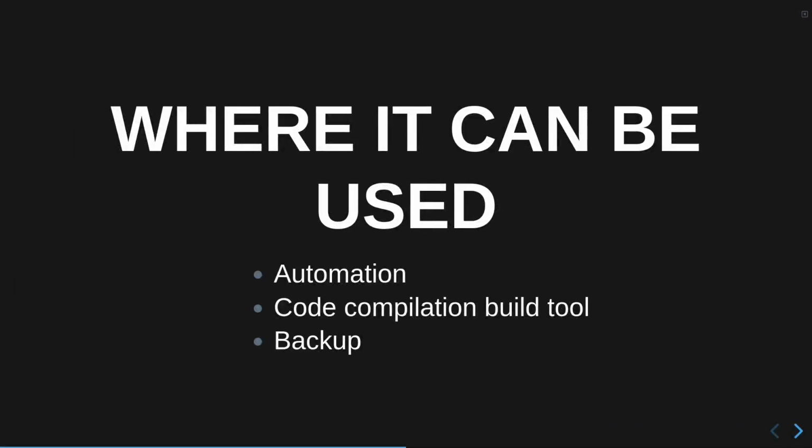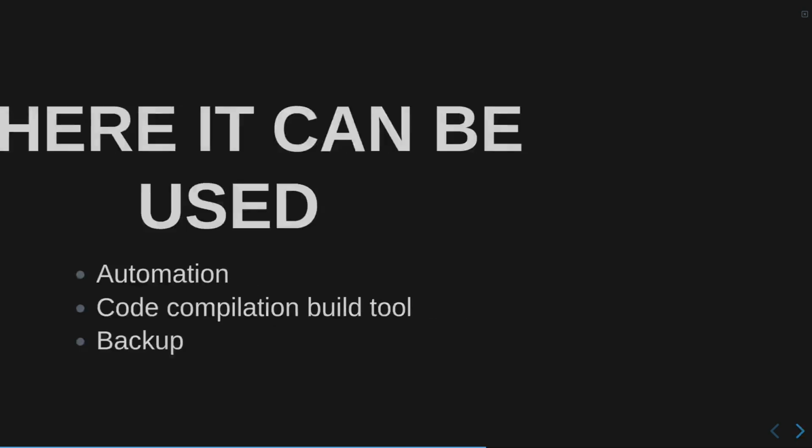Where can Make be used? Make can be used in multiple places due to its versatile nature. It can obviously be used to compile code, so any code like C, Java, C++, etc., which needs a compilation step, that can be managed using the Make build tool. But because of its versatility, you can also use it for taking scheduled backups or for doing automation on pipelines.